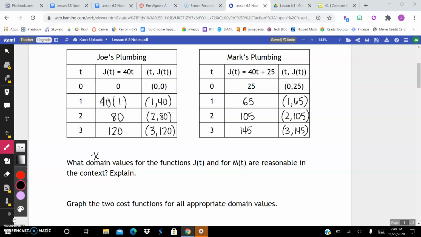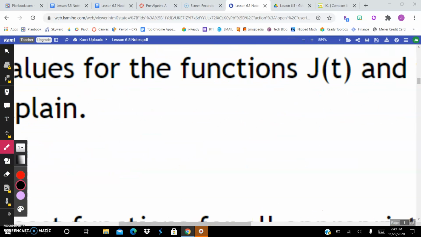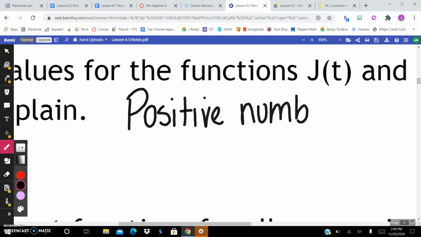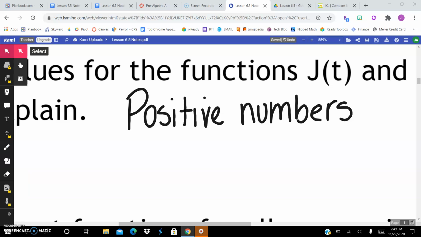Well, we definitely don't want to use negative numbers because Joe and Mark are not going to work negative hours. That just doesn't make sense here in the context of this problem. So what values are reasonable? Positive numbers are reasonable. We could have fractions because if you think about it, the plumber could work for an hour and a half or 2¼ hours. He's just not going to work for negative 2¼ hours.